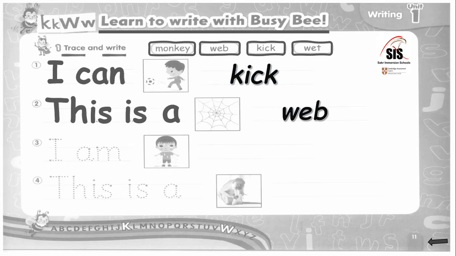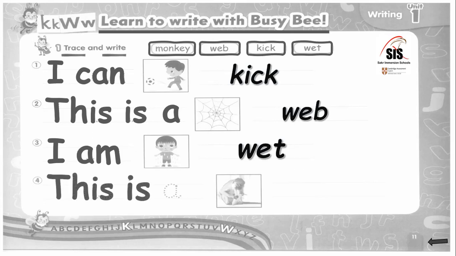Number 3. I am. Trace them, please. In the picture, I can see a boy who is monkey or wet. Wet. Excellent. Let's write the word wet next to the picture. Number 4. This is a. Excellent. A monkey. Write monkey next to the picture and trace this is a.